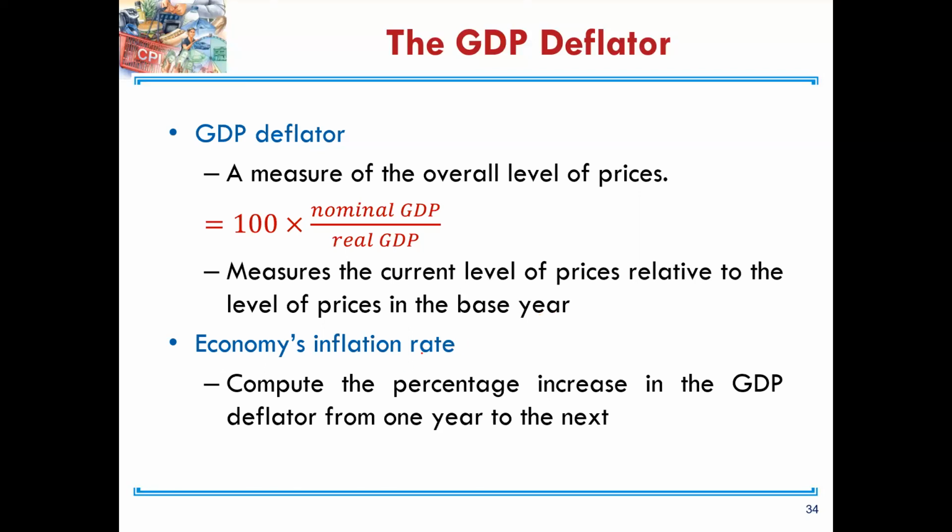So in looking at the economy's inflation rate, we are saying that the GDP deflator computes the percentage increase in the GDP deflator from one year to the other. So I'll say this again. The economy's inflation rate actually computes the percentage increase in the GDP deflator from one year to the other.